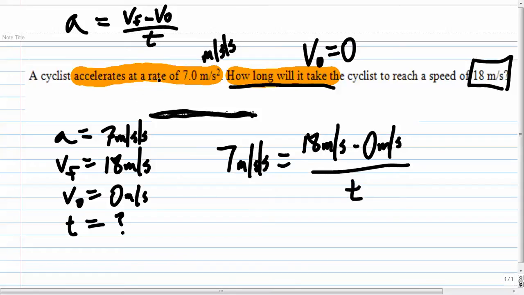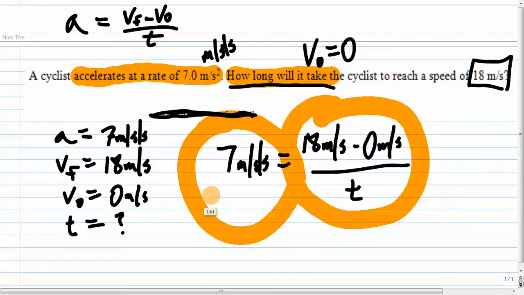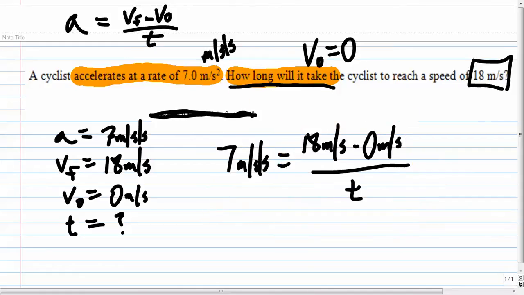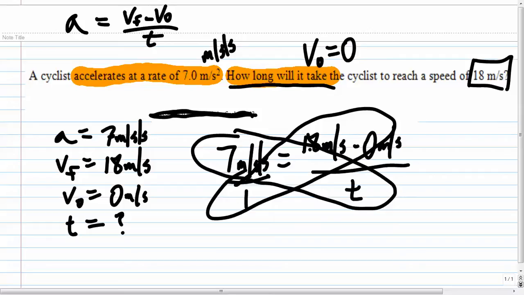So this is a trick that seems to work well with my students, so I'm going to use it here. Notice that this side is a fraction and this side isn't. So I'm going to turn this side into a fraction, just so that way I can bow tie, I can cross multiply. So let's take care of this one first. 1 times anything is the same number. So 18 meters per second minus 0 is 18 meters per second. And that's going to equal this other side of the bow tie here.